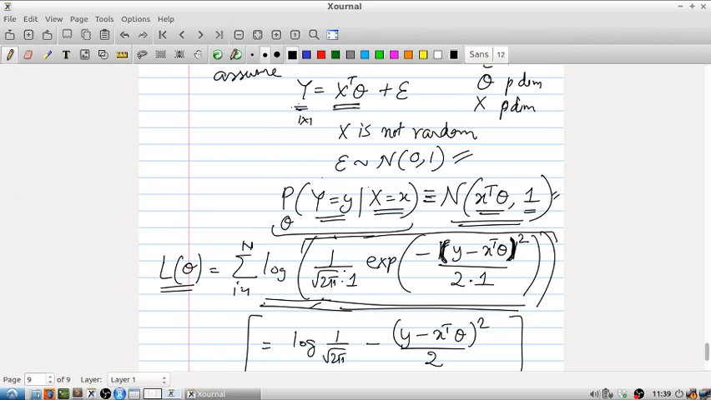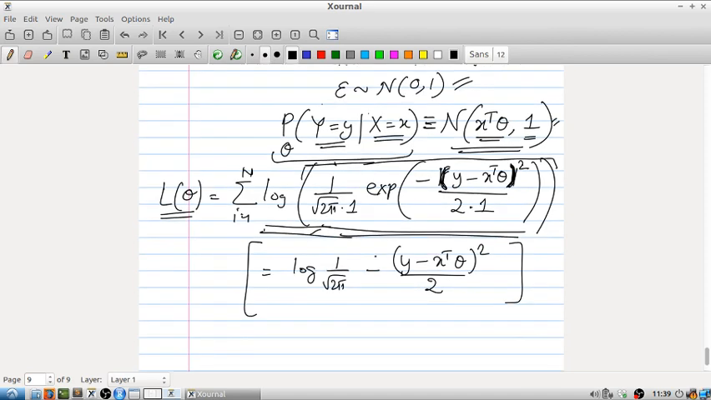If it's a variance 1 distribution and y is a one-dimensional Gaussian, then it's 1 by square root 2 pi, e to the power minus (y minus the mean, which is x transpose theta) square, divided by 2 times the variance. Variance is again 1. So this is the expression. I took the log of it, and that's where I got log of 1 by square root 2 pi minus something. Okay.